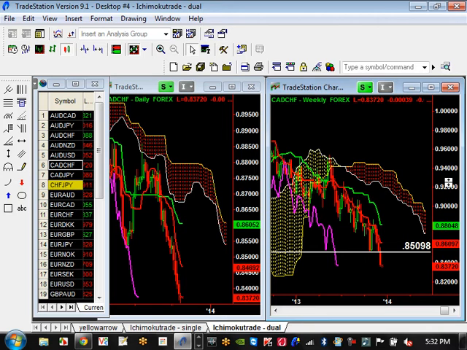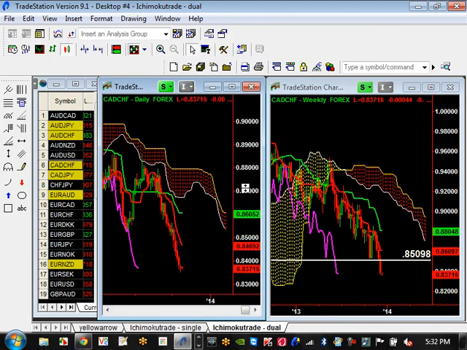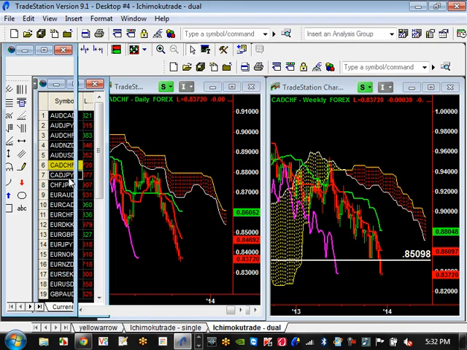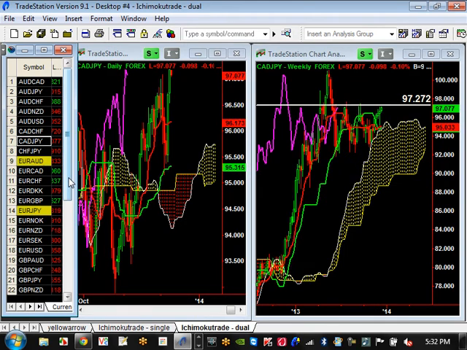I would say about 82.75 is going to be this next support level there. 86.05 is going to be the next resistance level for that one. CAD Yen, really not doing anything.